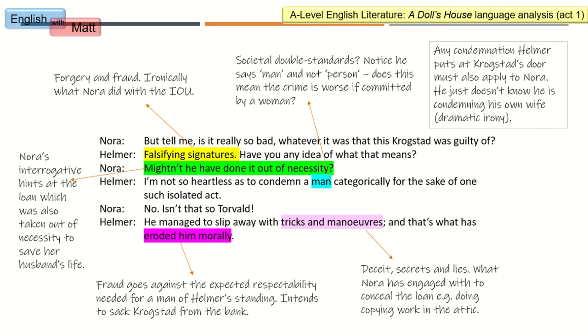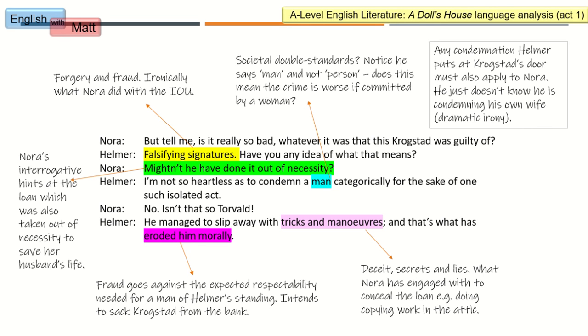Notice, for example, he says man, not person. So does that mean that if he finds out a woman did this, it would be worse? Probably, because it goes against the rules of coverture, which is an affront to the man's role in terms of respectability. So there's some double standards here going on. Tricks and manoeuvres, of course, refers even to deceit, secrets and lies. And of course, that's what Nora has also done. For example, she has concealed the fact that she's having to pay back the loan by doing copying work in secret in the attic. She's told Halma that she's making Christmas decorations. She's not. She's actually finding ways to earn money in order to pay back this loan without Halma knowing.